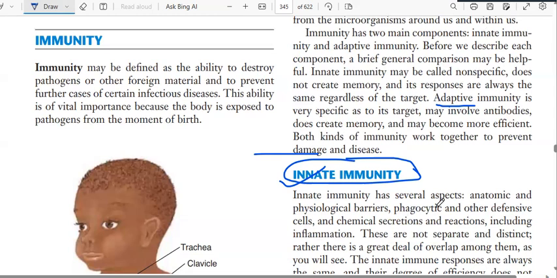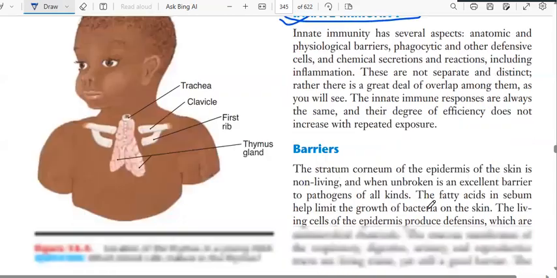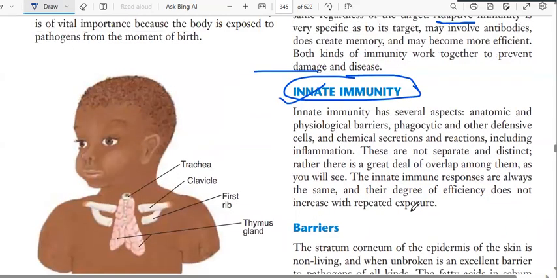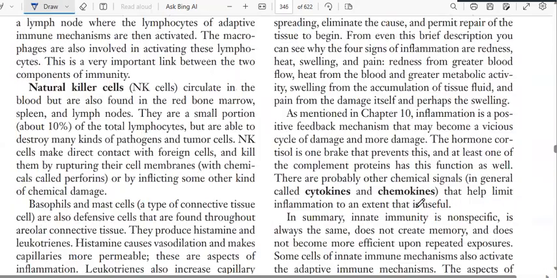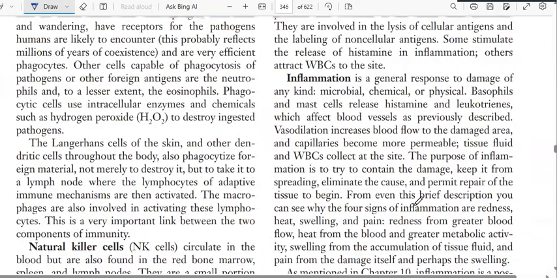But innate immunity is not specific immunity. It will try to kill, defend, and protect, but after protecting, it will forget. It is unable to recognize the pathogen. If the same infection comes a second time, the same sort of defense will start from innate immunity. So let's discuss what substances innate immunity has and how it protects our body. We will discuss in detail in this class.